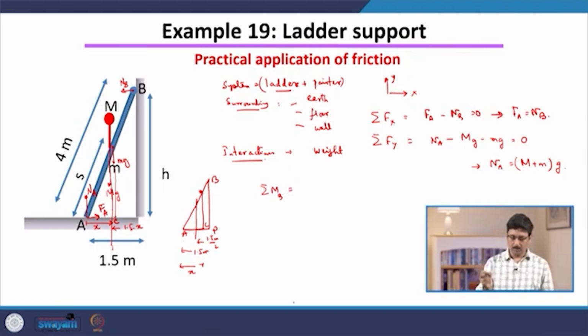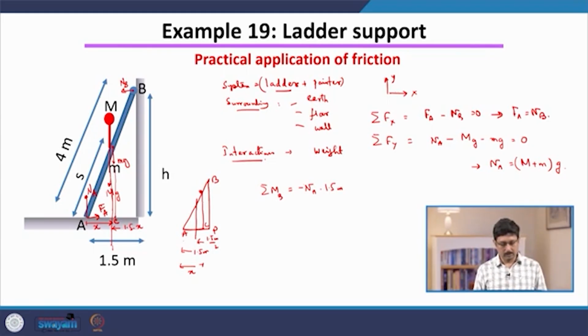So, what is the torque due to the force at A? This is effectively a 2D problem, so the moment of force or torque is very simple: it is just the perpendicular distance between the line of action and the point B, times the magnitude of the force, and the direction of the torque is perpendicular to the screen, either going upwards or going downwards. That you can determine from the right hand thumb rule. So, the torque due to NA is NA times 1.5 meter. Now, this is in a clockwise direction, let us call that negative.